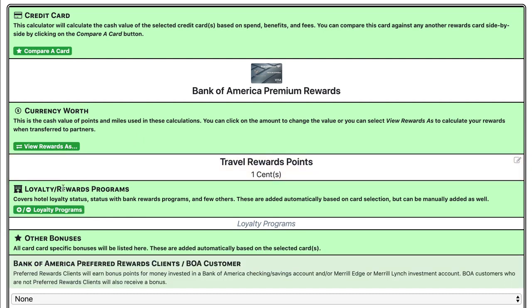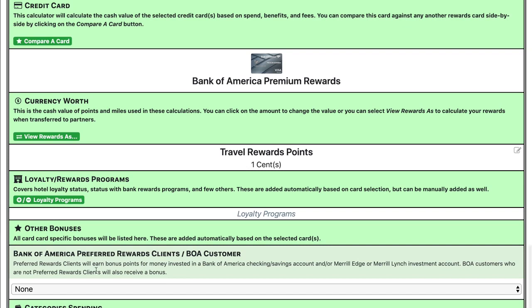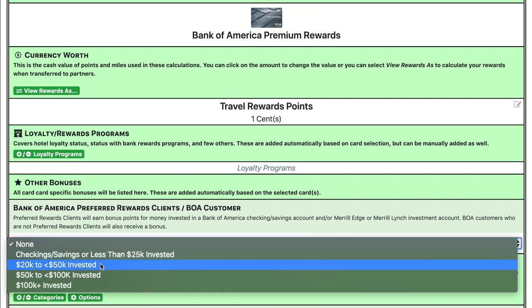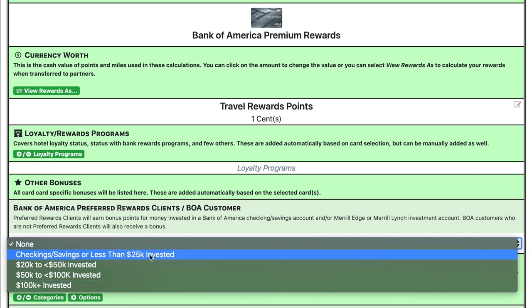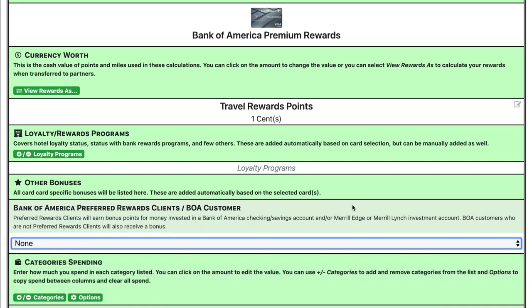Next up is the Loyalty Rewards Program. You will not earn any type of hotel or airline status with this card, but what you will be able to get with this card is a bonus based on how much money you have invested with Bank of America, Merrill Edge, or Merrill Lynch. So if you have a good amount invested, and we're talking a good amount as in values between 20K to 100K, you will get a bonus. You will also get a small bonus if you have a checking or savings account with Bank of America. So these are a few things you want to consider.